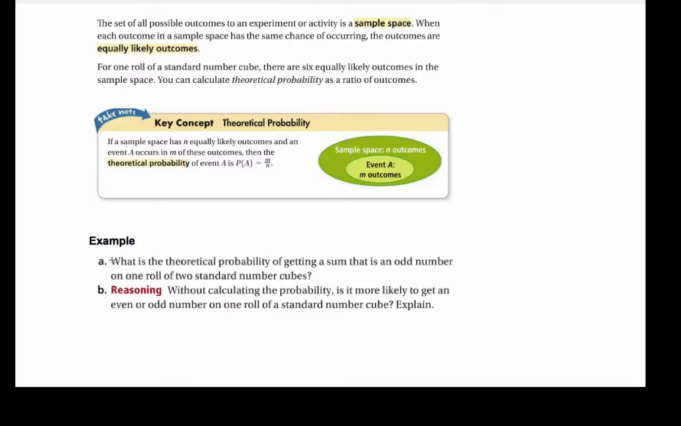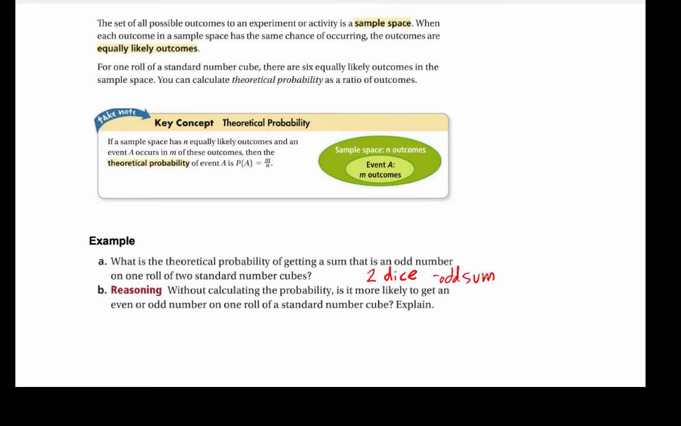So problem A says, what is the theoretical probability of getting a sum that is an odd number on one roll of 2 standard number cubes? So we are rolling 2 dice here. We have to be very careful of the wording here. We're going to take 2 dice and roll them at the same time. We want to know the probability of getting a sum, meaning we're going to take the 2 numbers that come up and add them together to get the sum. What's the probability that the sum is odd? So we want an odd sum.